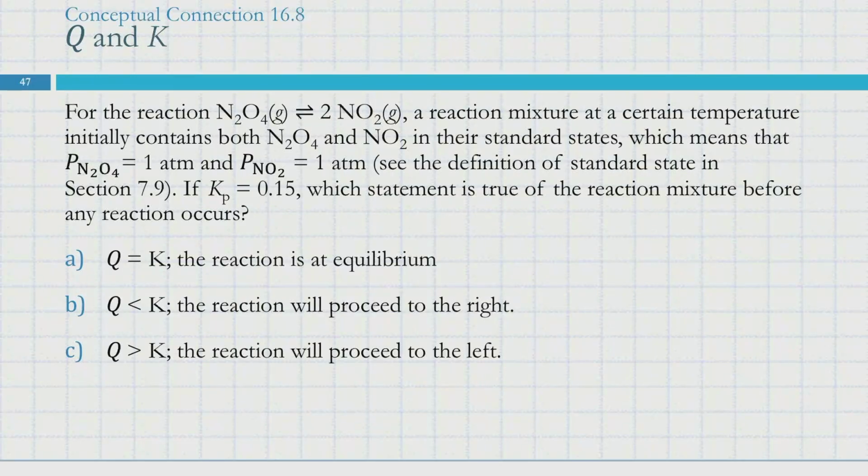We can calculate what our reaction quotient is at this starting state. 1 atmosphere, 1 atmosphere. That would be 1 squared over 1, which is 1. So if our Q is 1 and our Kp is 0.15, our Q is larger, the reaction is going to proceed to the left. Same as with the previous example.